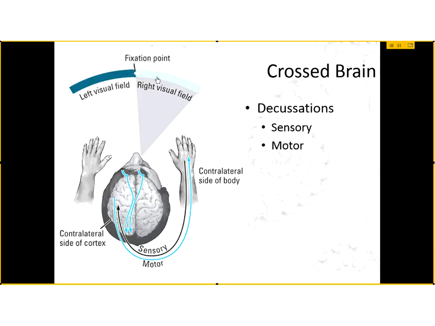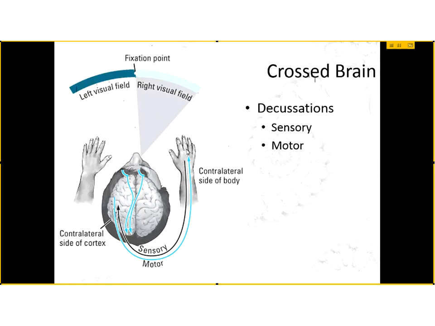Here what we see is that information from the right visual field will cross over and get to one hemisphere. Anything in the right visual field eventually makes it over to the left occipital cortex. Anything in the left visual field will cross over and make it into the right hemisphere. So a decussation is any time that those fibers cross the midline. You can have sensory information crossing the midline, or you can have motor information crossing the midline.